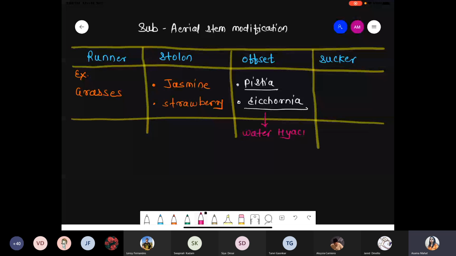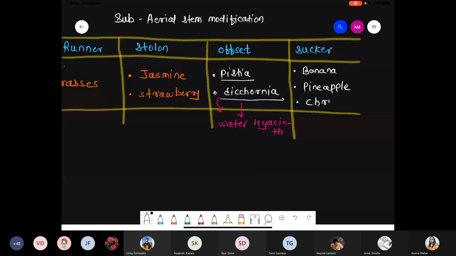And the last example, we are talking about the sucker. In case of the sucker, first of all, we are taking the example banana, because we saw banana in rhizome also, right? And here we are talking about banana in the sucker category also. So it might be possible that examples will be repeated. So don't worry. First example, that is banana. Another example, pineapple. And the last one, which is very common and a question comes from this example, that is chrysanthemum.